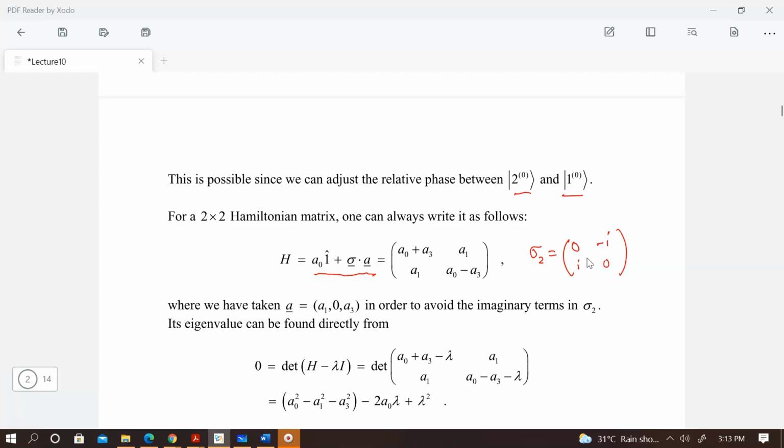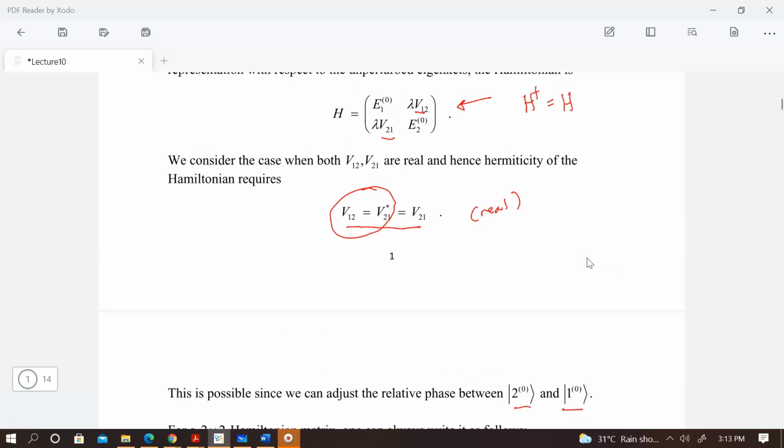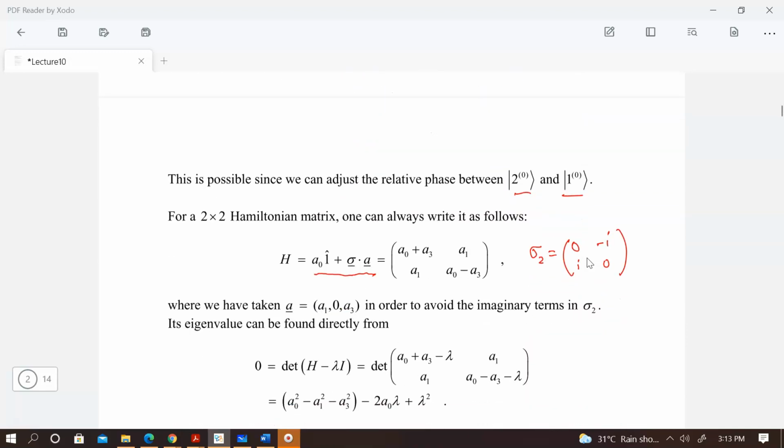So we do not want to have this because we want to maintain the fact that this is going to be real elements. So we remove sigma 2 from the dot product here. So the only terms appearing come from sigma 1. Sigma 1 is simply 0, 1, 1, 0, and sigma 3 is the diagonal matrix 1, minus 1. So you'll find that this is now given as a totally real 2 by 2 matrix.